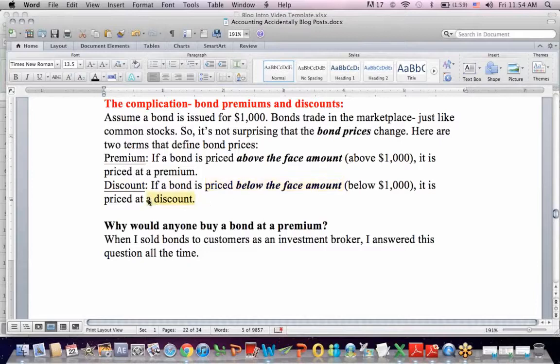We're used to hearing about discounts. Walmart is a discount retailer, sells stuff at a lower price, so that's how we remember discount. Premium seating in a movie theater are better seats, so that's a way of remembering premium or better is above the face amount. Discount like a Walmart, cheaper price, below the face amount.